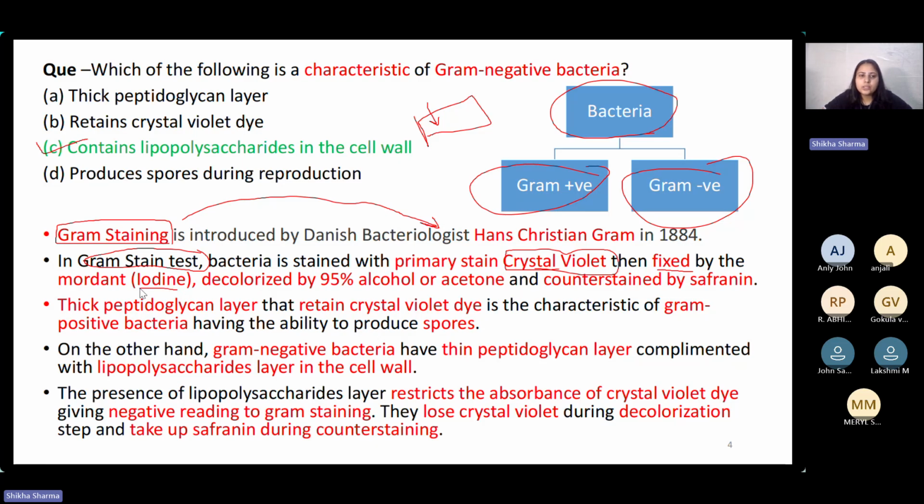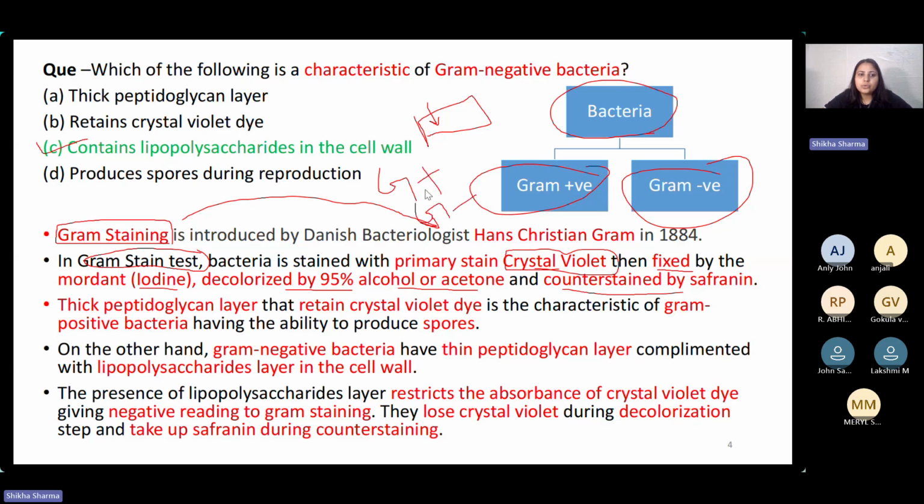After that the iodine solution is put over it, and then for decolorization we use 95% alcohol or acetone. At the end, counterstaining is done using safranin. So what happens in gram-positive bacteria, and what happens in gram-negative bacteria?